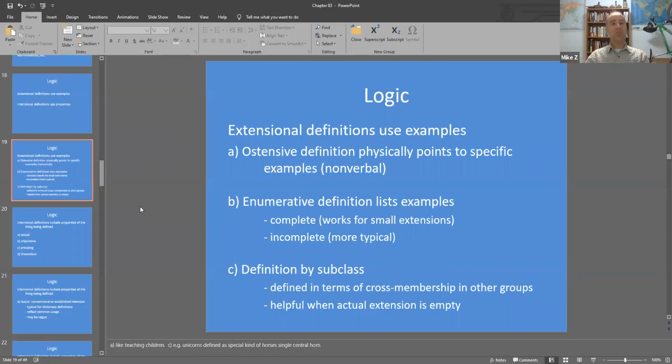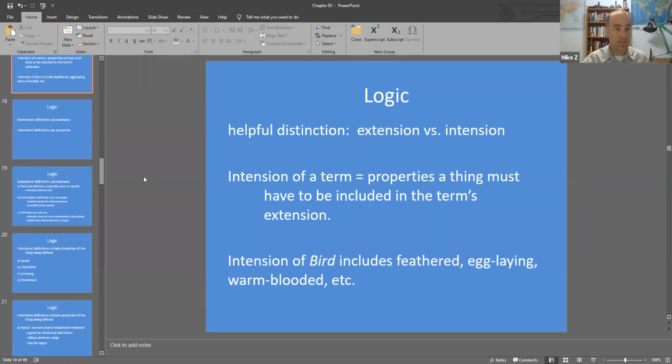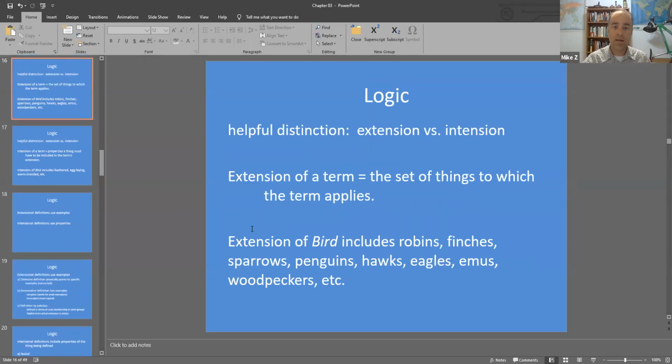More typical, though, is that the extension is really big, and so it's just impractical or maybe even impossible to list all the things. And so instead, you list just a small subset of the objects or the items that are in the extension. And that's actually what I did for the extensional definition of bird. So let's go back up here. Bird includes, and then I gave a list of birds, right?